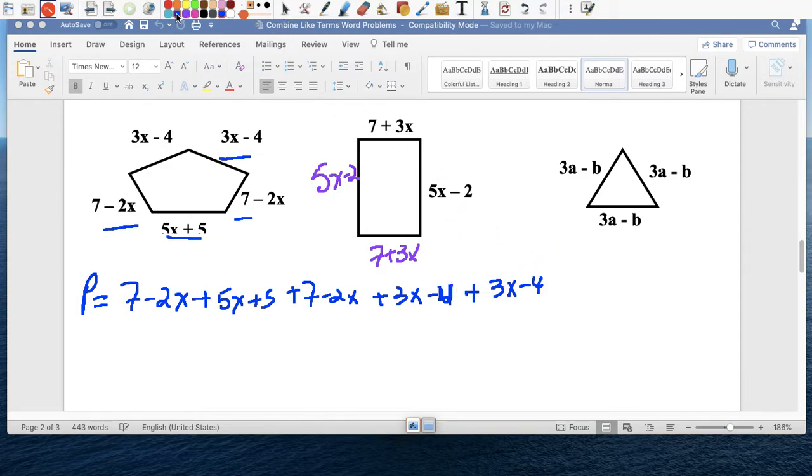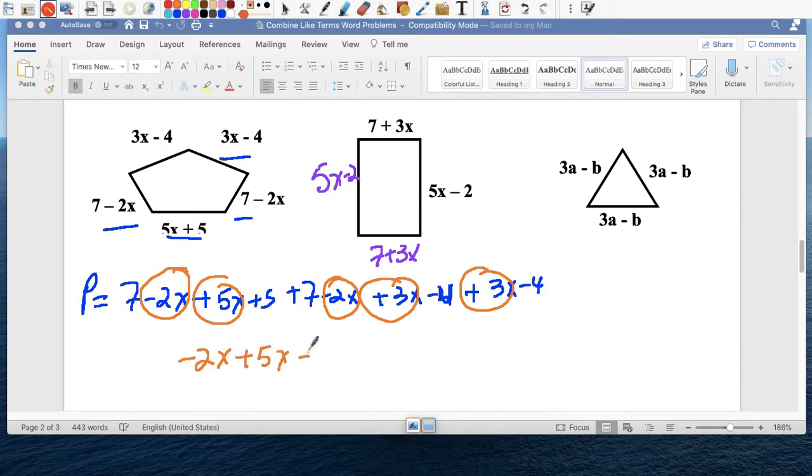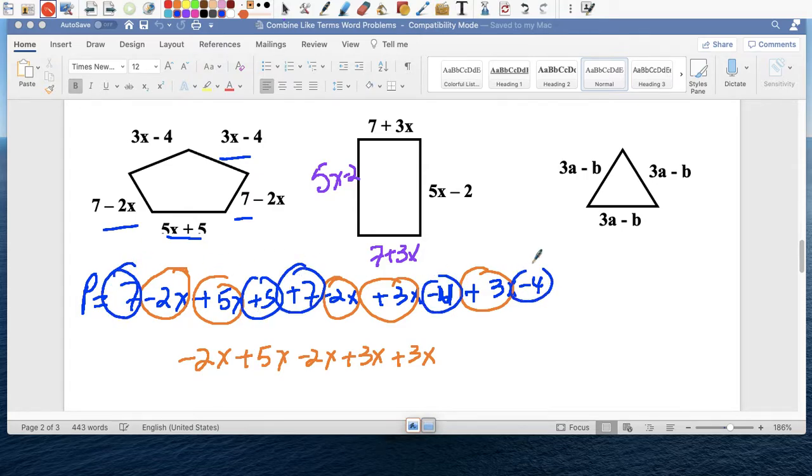We're going to combine all the x's, so find everything that's x: minus 2x, plus 5x, minus 2x, plus 3x, plus 3x. Let's put them together side by side. And then let's do numbers: 7 plus 5 plus 7 minus 4 minus 4. So let's put them together. Plus 7 plus 5 plus 7 minus 4, minus 4. So now it just becomes a calculated problem.